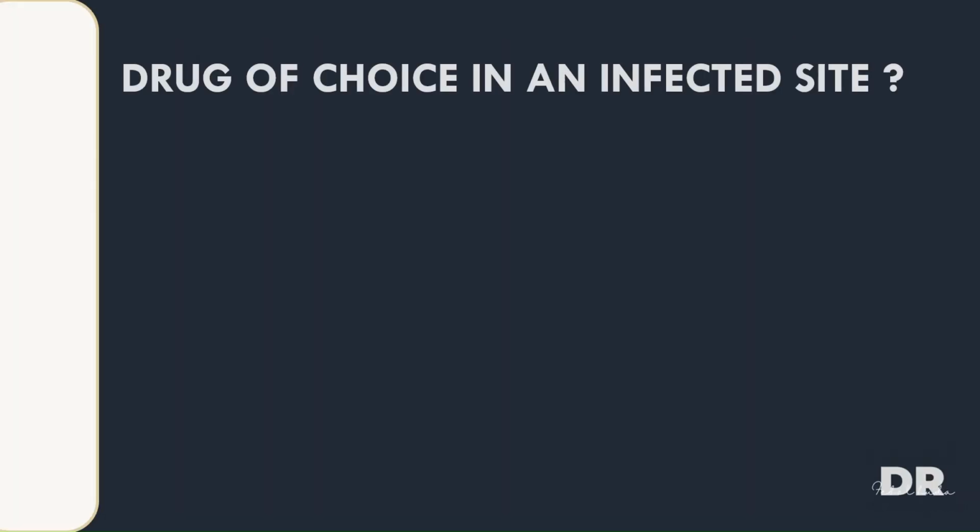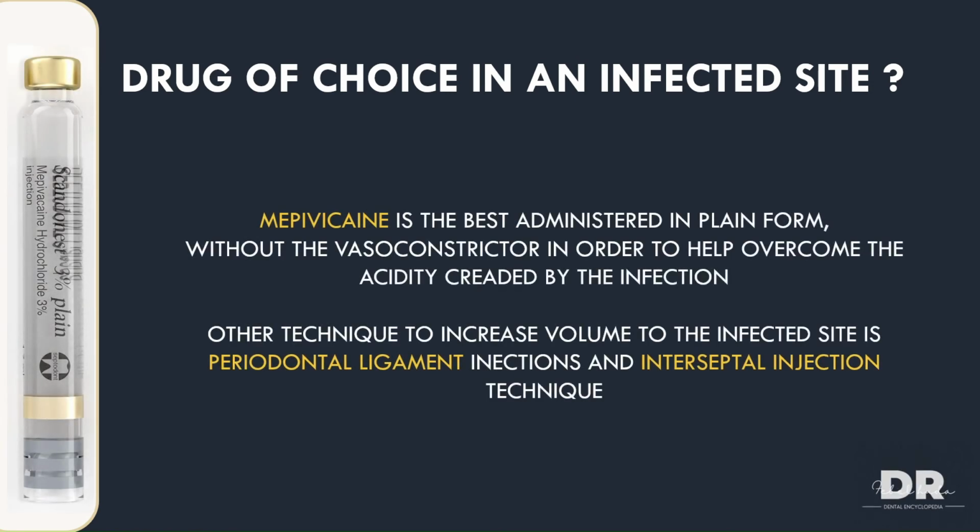Now, is there a specific drug of choice that I can give on an infected site? The drug of choice for an infected site is Mepivacaine, because it has the ability to cross over an acidic medium and give you anesthesia on that particular region.